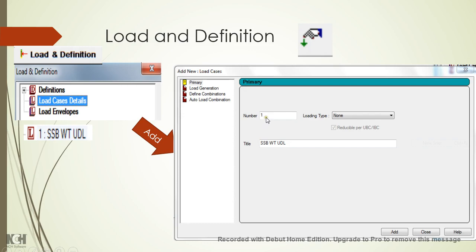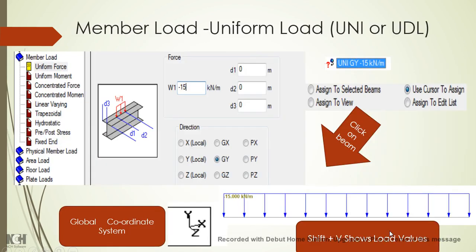It will be case number 1, loading type none. So you give some title: simply supported with UDL load, add. So go to load and definition. Here in the load case detail, at the bottom there will be an option called add, that you have to click, and you have to enter the load type and the title. Just type what you want as the title, and just add.